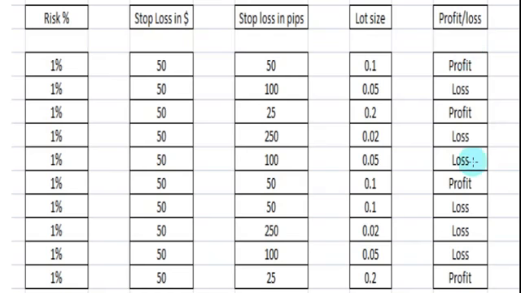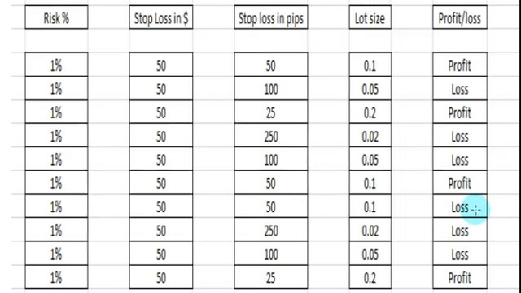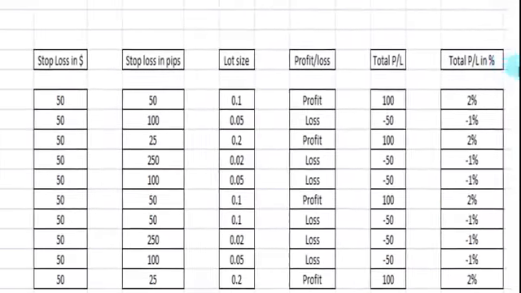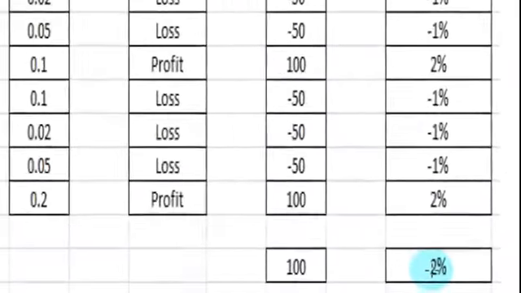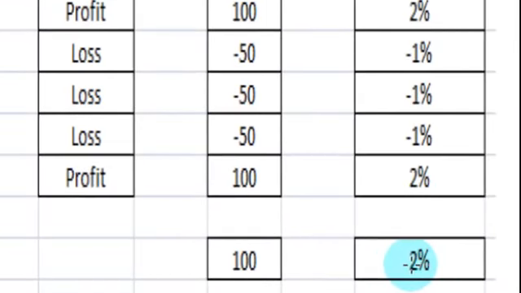I profit only 4 times from 10 trades, and I lost 6 trades from 10, which means my success rate was 40%. My total P&L in percent will be, remember, every single winning trade is 2% because of the risk reward ratio of 1 to 2, and every losing trade is minus 1%. So plus 2, minus 1, plus 2, minus 1, minus 1, plus 2, minus 1, minus 1, minus 1, plus 2. In total, with only 40% success, I am plus 2% profitable.